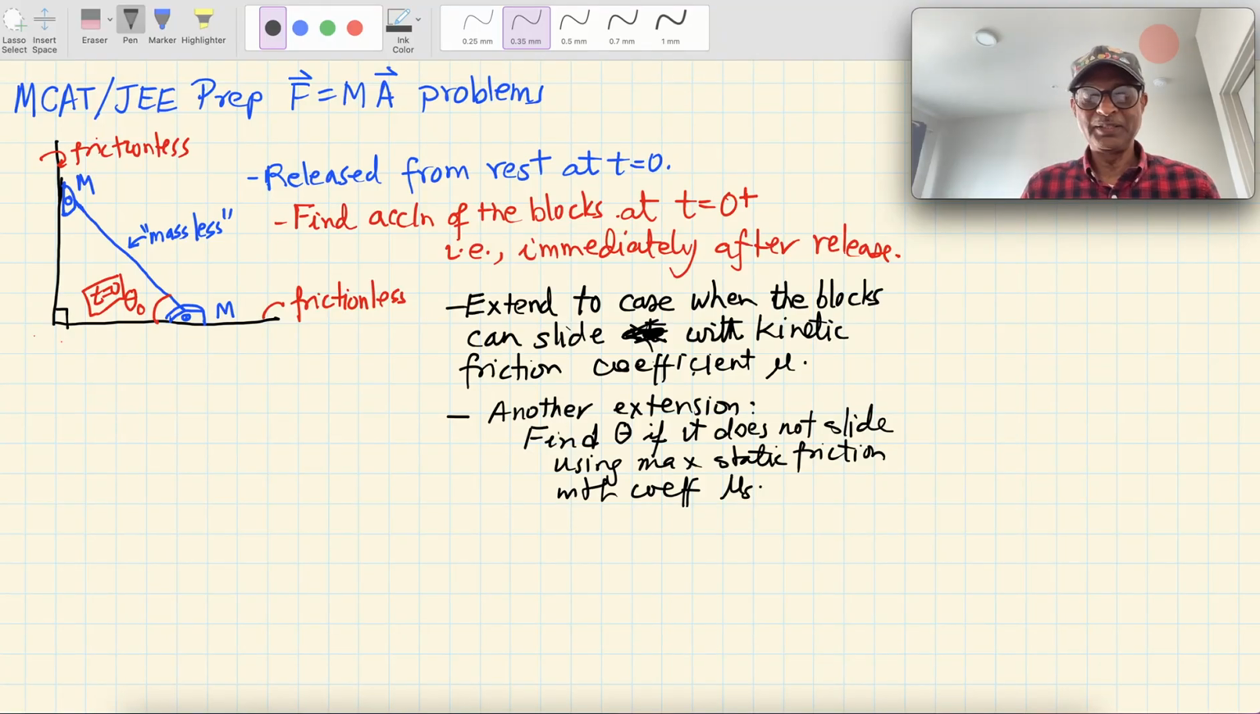Welcome to another problem session for simple F equals ma problems. Okay, so what we're really practicing is identifying forces, how to use vectors, how to draw diagrams, how to look at the components. These are really essential skills if you want to do well in these tests.